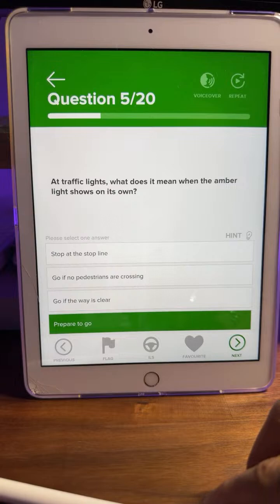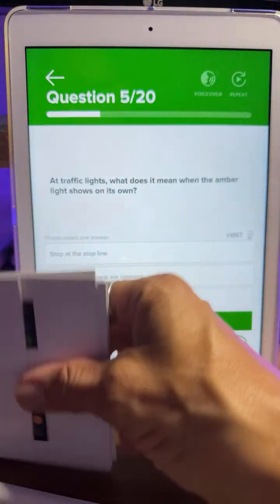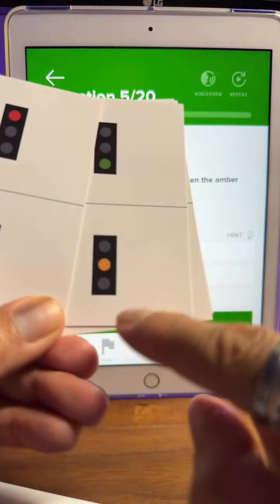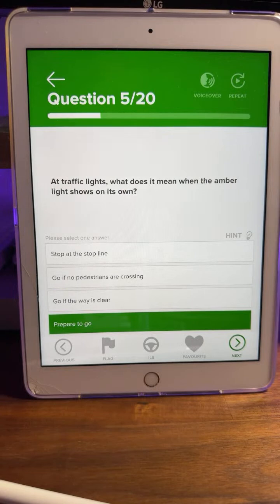If you're confused with that, I'm just going to show you these flashcards as well. I know the traffic lights are on the back here somewhere. There they go. So it's saying, what does it mean if you just see, obviously you've got red, red and amber, and then you've got amber. What does it mean if you see amber on its own? Does it mean stop at the stop line?